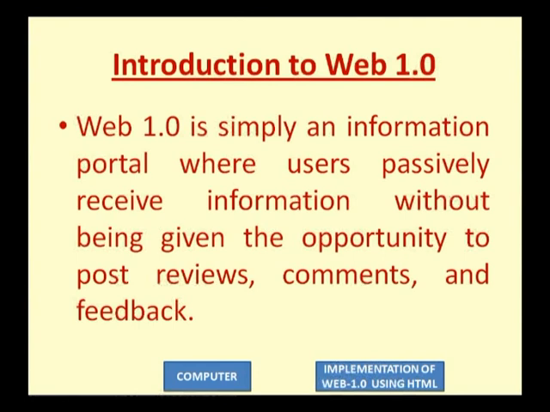So first of all, we discussed the introduction to Web 1. What is Web 1.0? Web 1 is simply an information portal where users passively receive information without being given the opportunity to post reviews, comments and feedback, right? So it is one kind of informative website, or informative portal, where the user can passively receive information without giving any responses to the website, or the user cannot give any comments on a particular website. So this is the brief overview of Web 1, right?